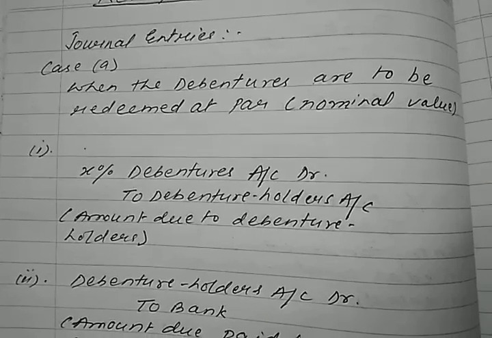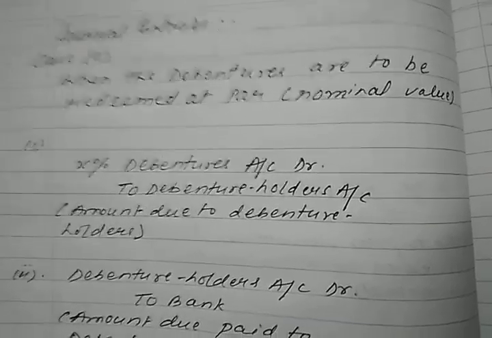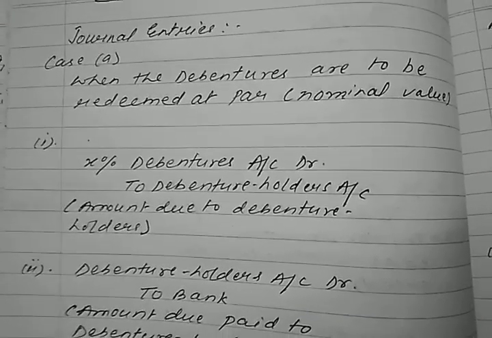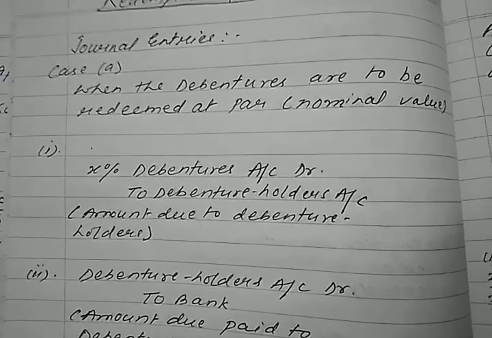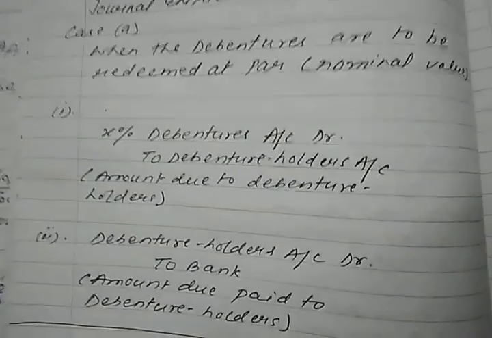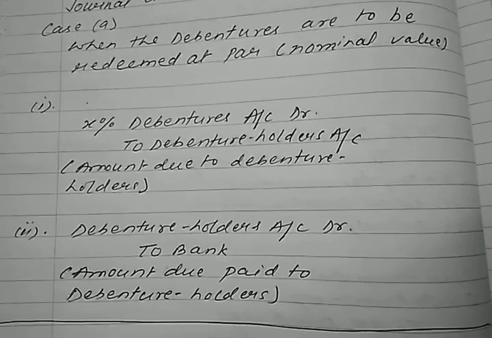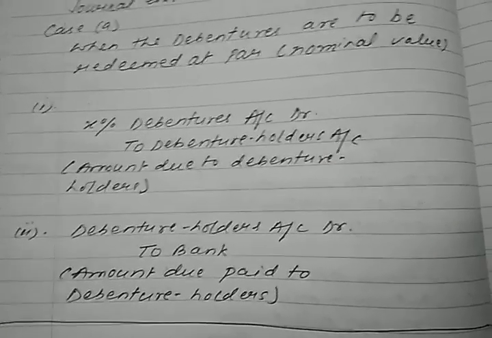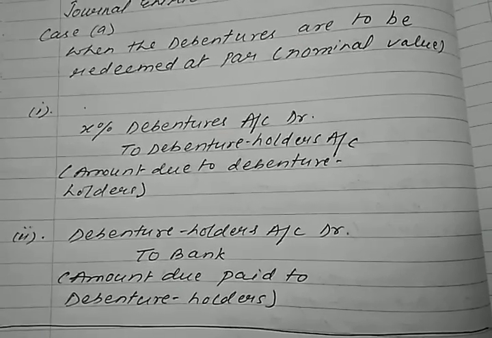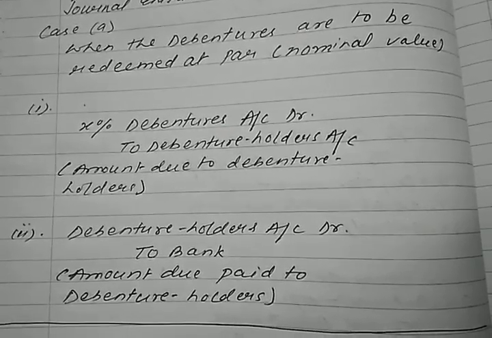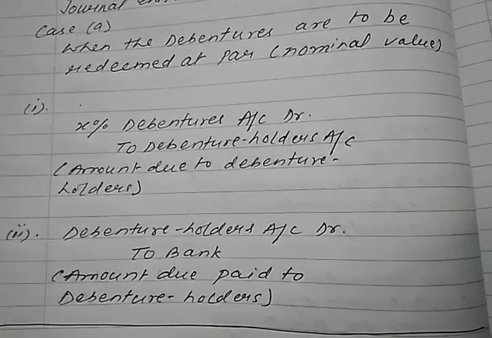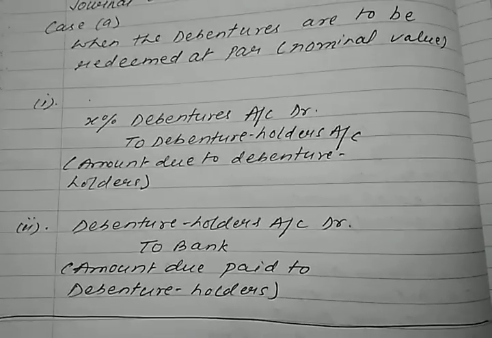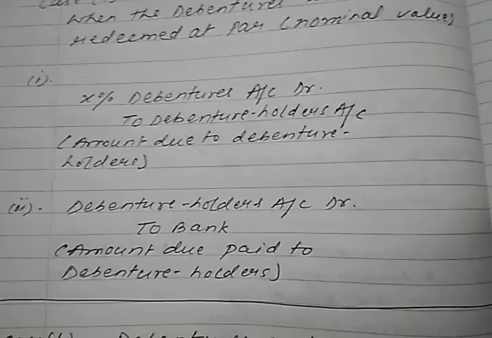In the very first journal entry, we have shown the amount due to debenture holders. X% debentures account debit to debenture holders. This will be the journal entry for showing the treatment of amount due to debenture holders.